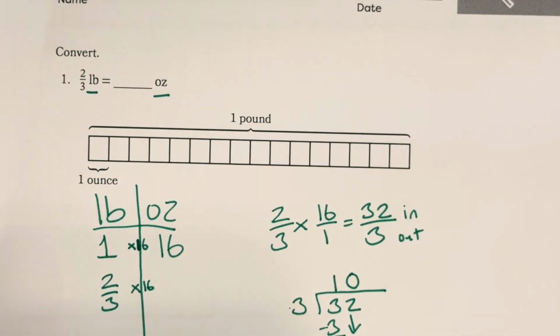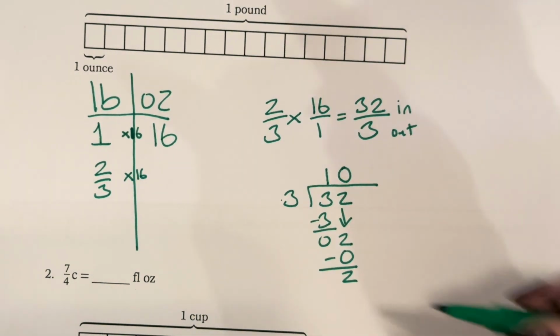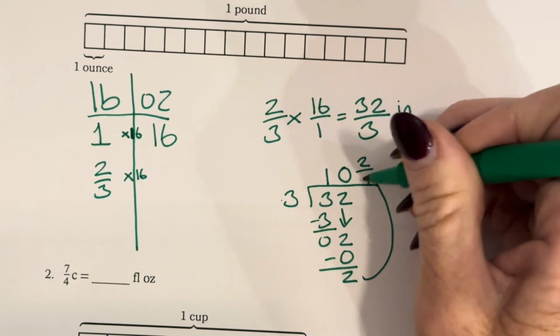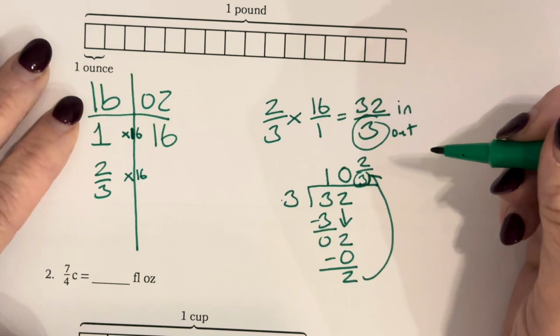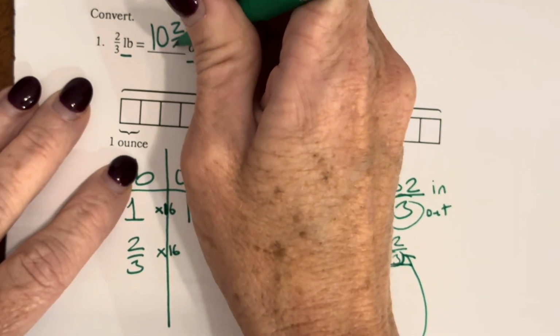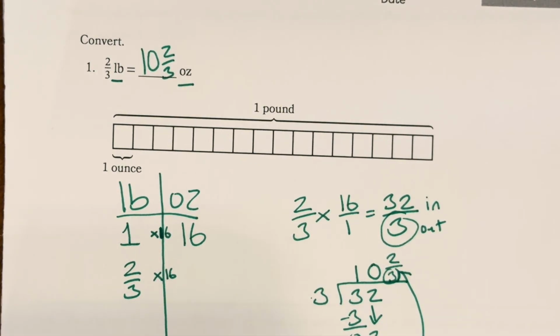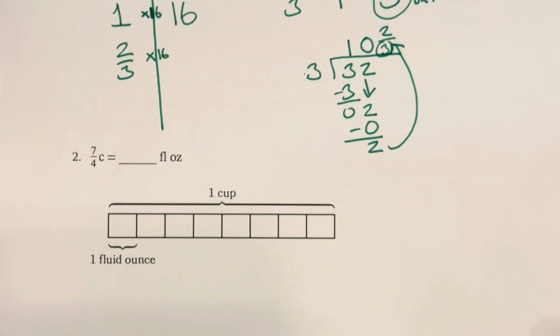So we are left with, and I'm sorry you ran out of space there, I'll give you a second to catch up. We're left with 2 as our remainder. So that becomes the numerator, and remember the denominators stay the same. So our answer is 10 and 2/3. That would be our answer. Okay, let's move on to our next one.